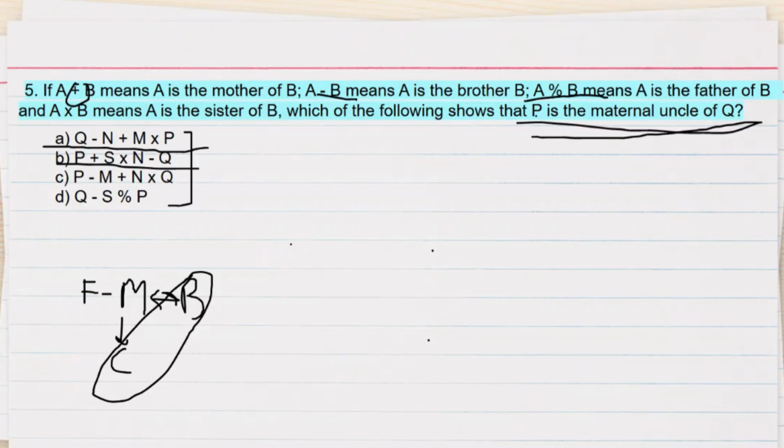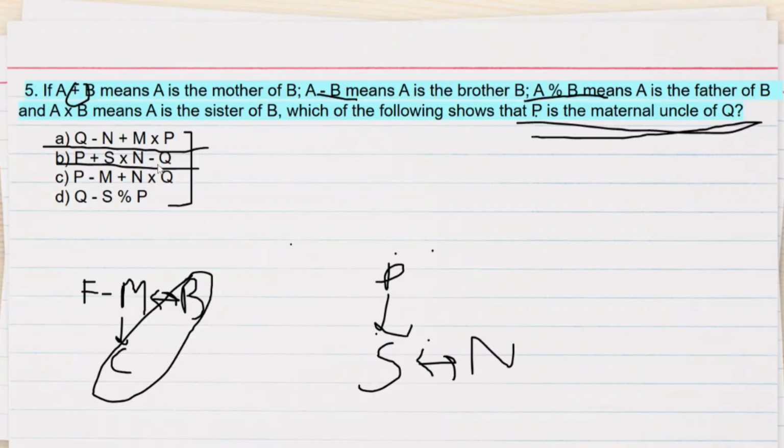Okay. Moving to the next part, it is P plus S. P plus S means P is the mother of S. S is the child of P. Now S multiply N means S is the sister of N. Okay, these two are siblings. S is the sister, again we will have a dot.